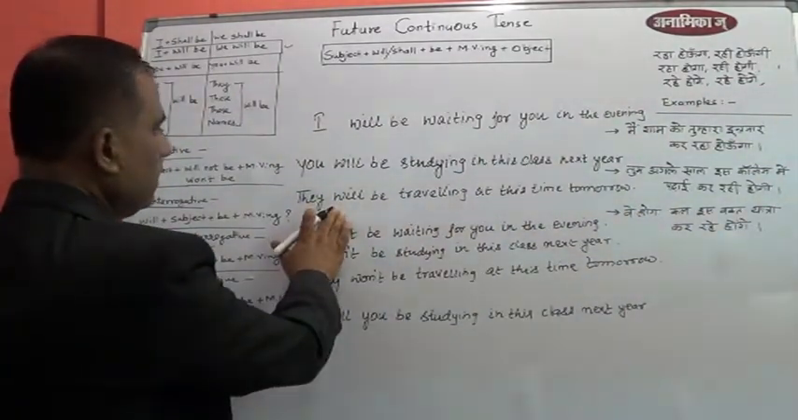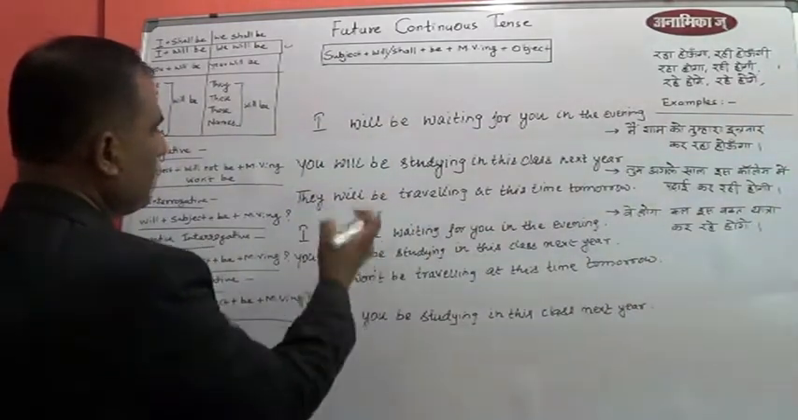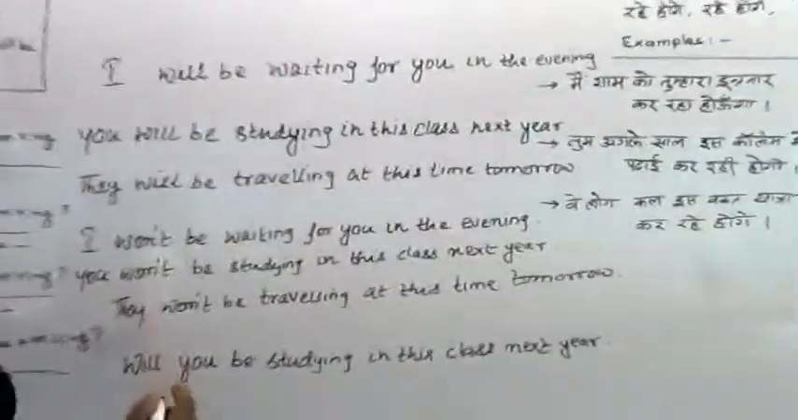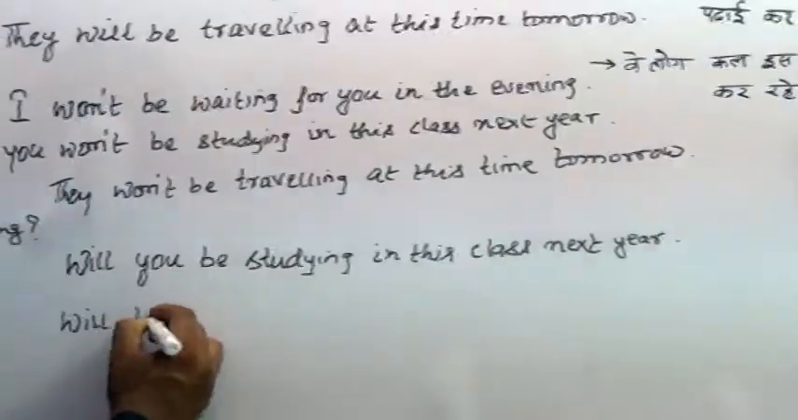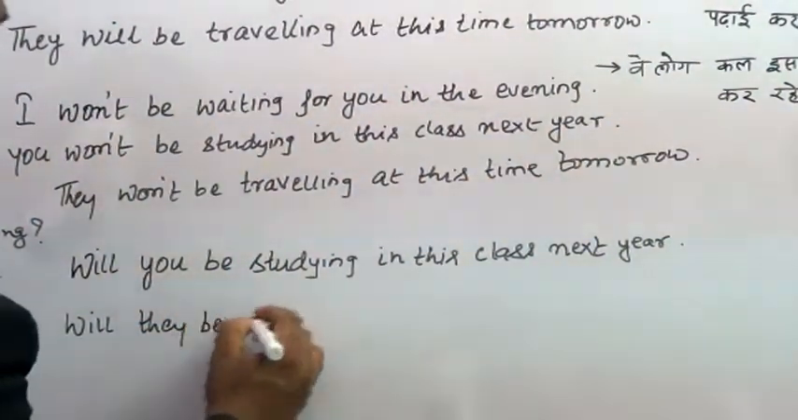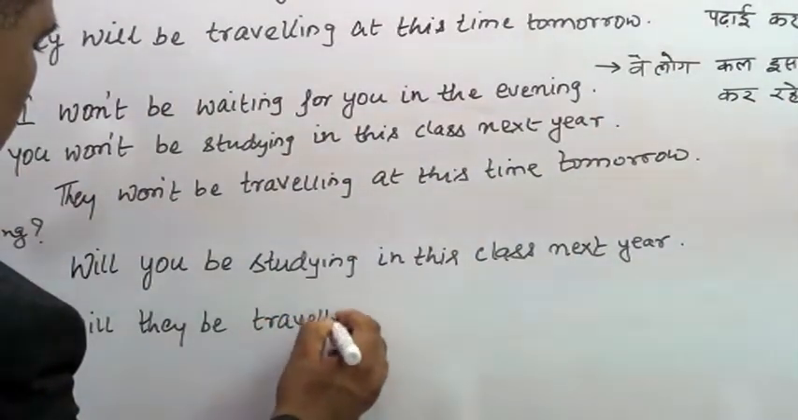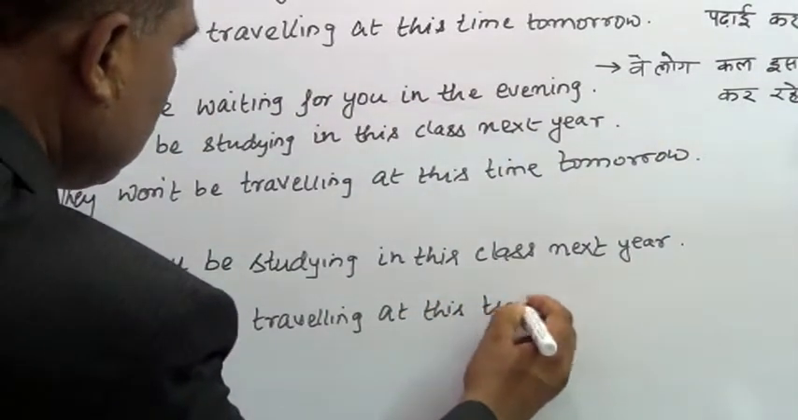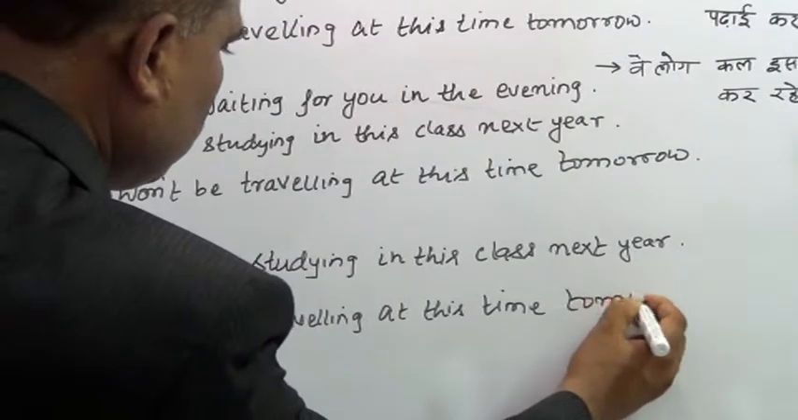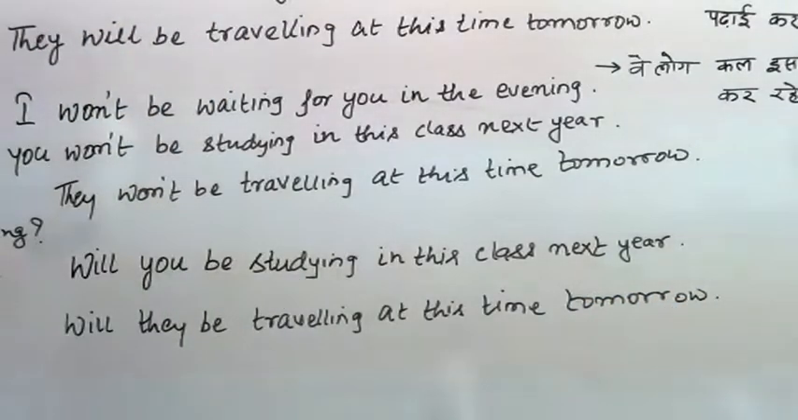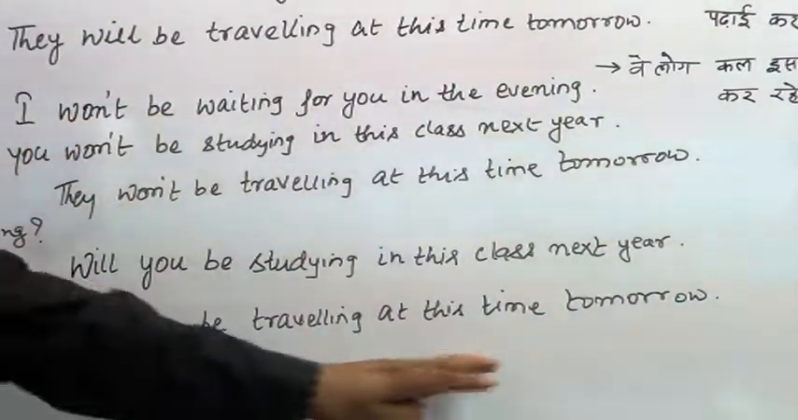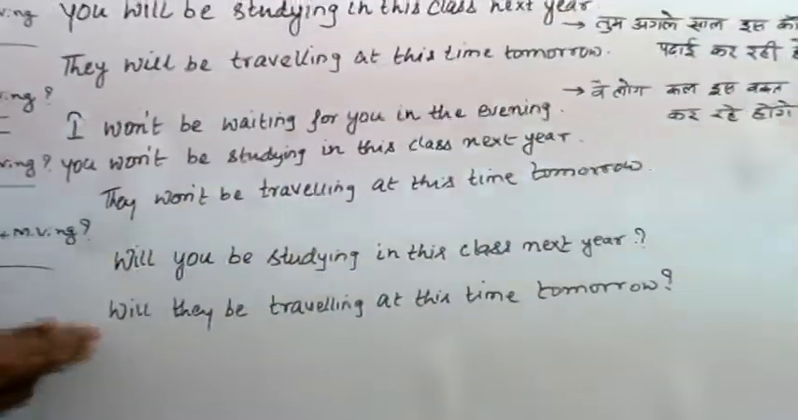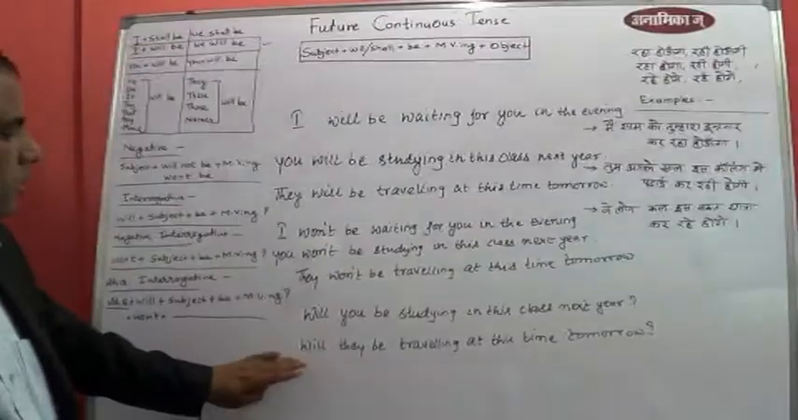Let's take another example. We will try to extract an interrogative sentence from this statement, and that can be done by, will they be traveling at this time tomorrow? Will they be traveling at this time tomorrow? So both are interrogative sentences and their answers will be in yes or no.